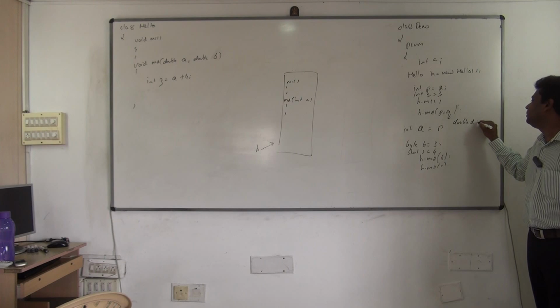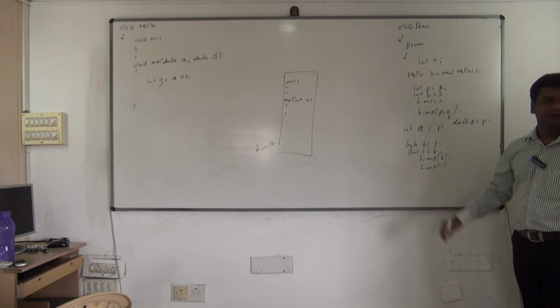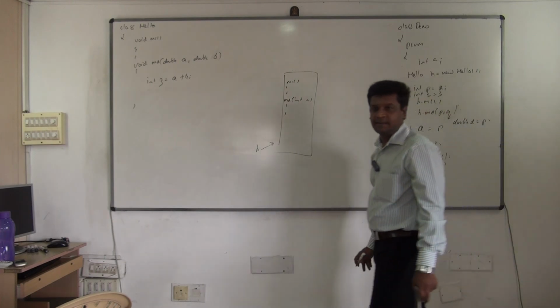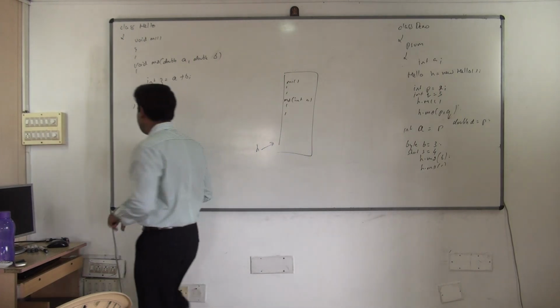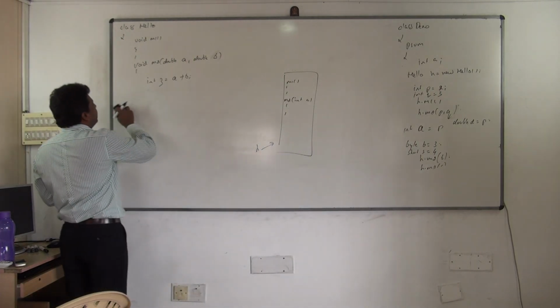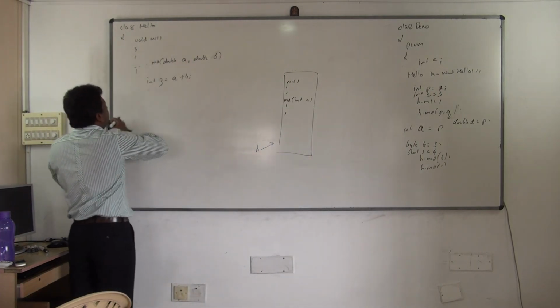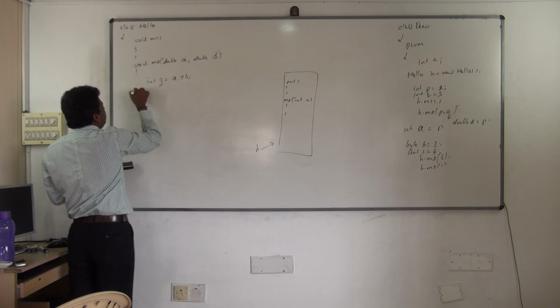Double d is equal to p. What happens? The same value is given to d. Are you clear with all this? Revise this topic. So now, if you want, you can have a return type also. Okay, just I'll show you. This one is over, now m2.